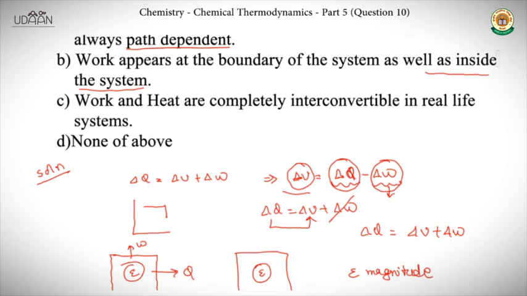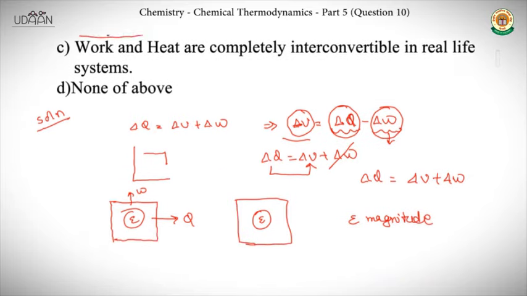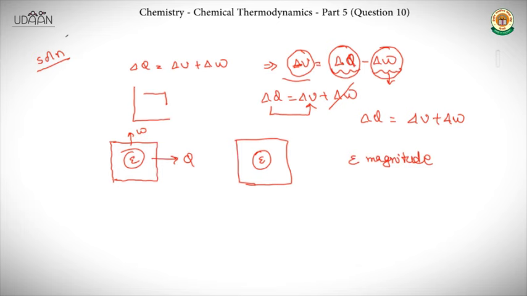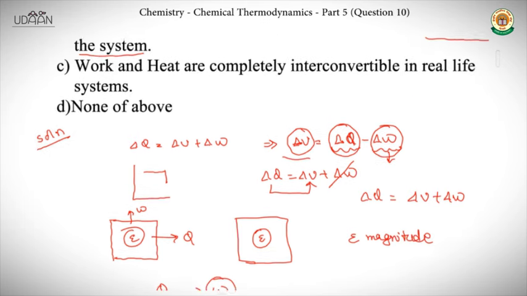Option C tells us that work and heat are completely interconvertible in real life systems. We studied in the second law of thermodynamics that heat cannot be completely converted into work. No system is 100% efficient. So that is contradicting this one. So option C is wrong. So we have only one thing: none of the options are right.